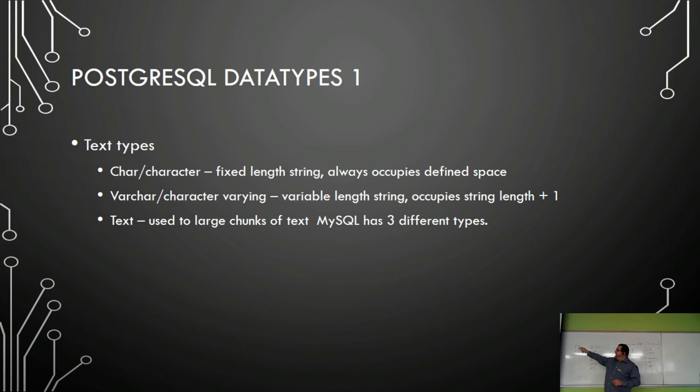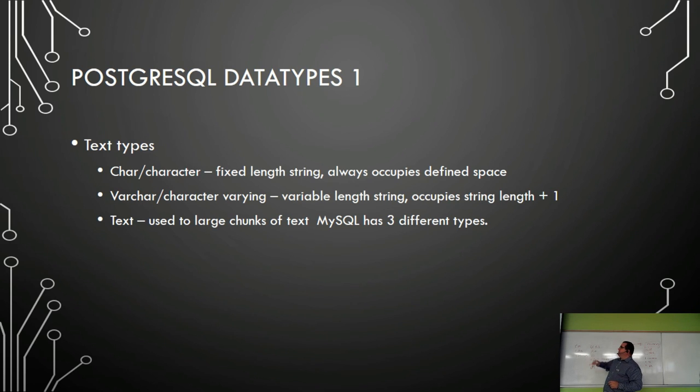Character varying occupies the length of the string plus 1. So if you define it varchar 50 and you put in a 6-digit postal code, it'll occupy 6 bytes plus a little extra. I don't remember what that little bit is, it's a special character that is machine readable but not human readable. So it occupies 6 plus 1 essentially. So instead of occupying 50, it occupies 7. It uses up less room on the disk. Back in the day when database storage space was important, it counted for a lot. Nowadays, not so important.